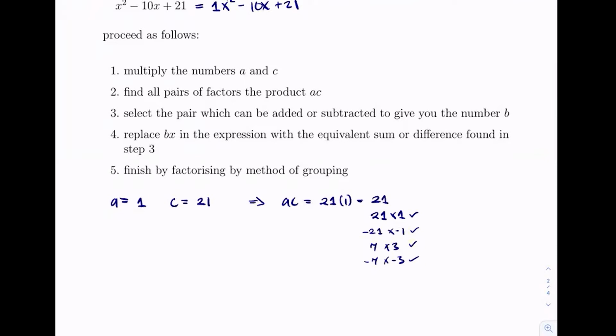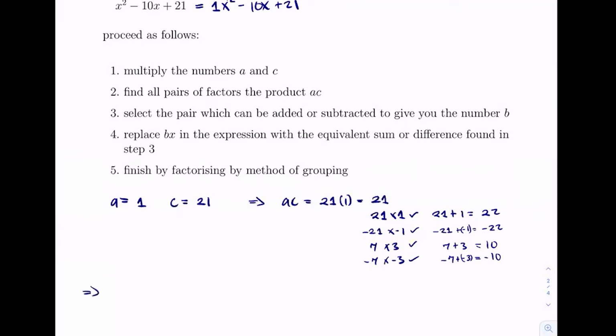When I add 21 plus 1, this is equal to 22. When I add negative 21 plus negative 1, it's equal to negative 22. When I add 7 plus 3, it's equal to 10. But negative 7 plus negative 3 is equal to negative 10. Therefore, the numbers we're looking for are negative 7 and negative 3. Then we proceed to step 4, which says replace bx in the expression with the equivalent sum or difference. The equivalent sum in this case is negative 7 plus negative 3.